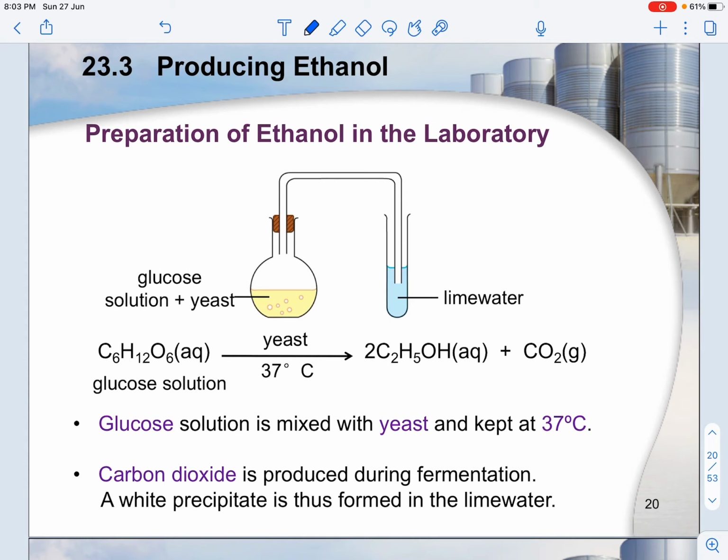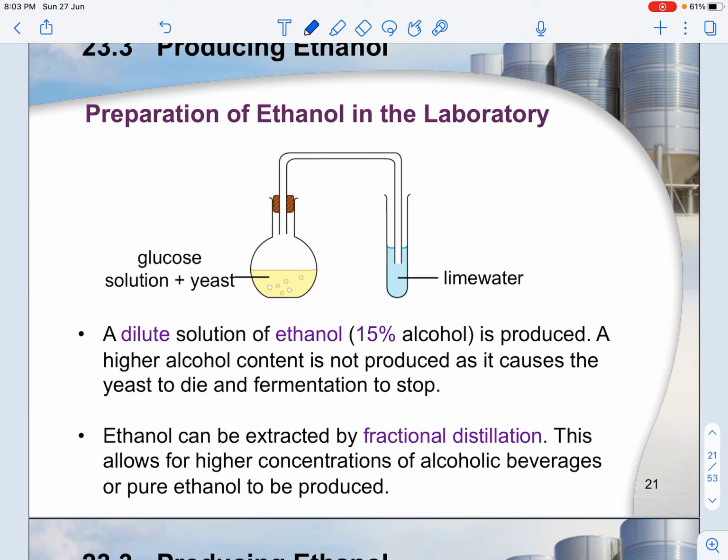Okay. Using a dilute solution of sugar, a higher alcohol content is not produced as it causes the yeast to die. So sometimes if you are greedy, and you put a very high concentration, you will also kill off the yeast. Like for example, you let it run, then as you produce more ethanol, eventually the ethanol will kill off the yeast. Because ethanol, like your hand sanitizer, is very good at killing bacteria at high concentration. So the ethanol can be extracted by using fractional distillation. And this allows for higher concentration of alcoholic beverages or pure ethanol to be produced.